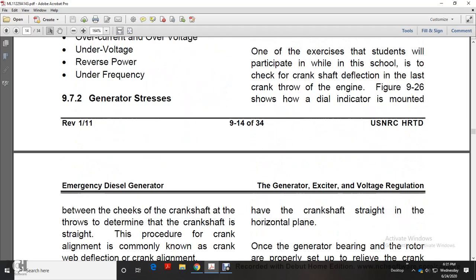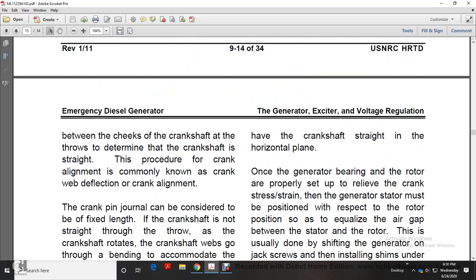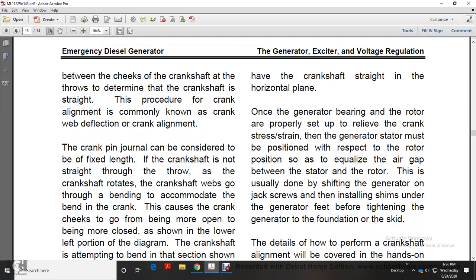Show the dial indicators mounted between the crank webs of the crankshaft, at the throw of the crankshaft, with the procedure for crank alignment commonly known as crank web deflection. The crank pin journal is also considered to be a fixed length. The crankshaft is not straight through the throw.